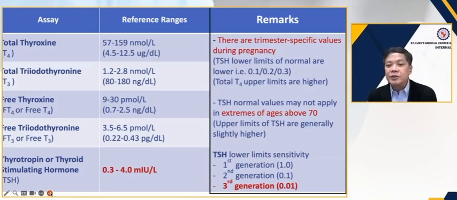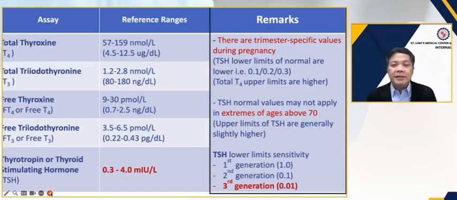If you use a second generation, 0.1, yes, it can differentiate 0.1, 0.2, 0.3, but we need the degree of suppression of TSH during hyperthyroidism, because that helps us define the extent or the severity of the hyperthyroidism of the patient.